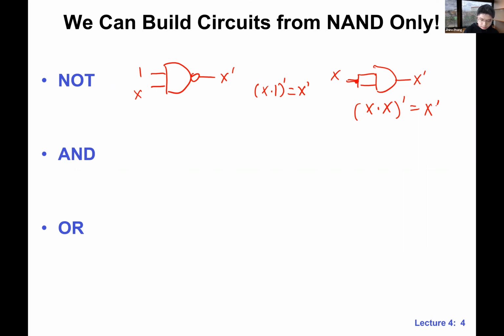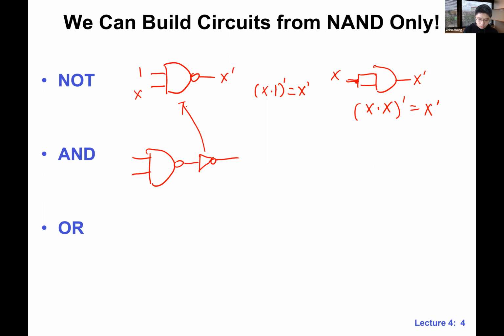How about AND? Again, you want to build AND out of NAND. Okay, it's very straightforward, right? So yeah, some of you already got the idea, right? We are just missing an inverter on the output side, and we already know how to build this inverter using NAND, right? Okay, so we can build AND out of NAND as well.